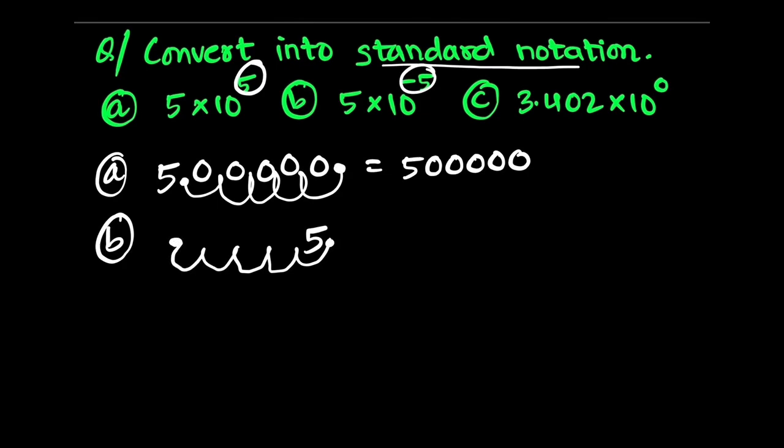So the decimal point is here now. And you can fill these places with zeros. 1, 2, 3, 4. Which becomes 0.00005. And you can have 0 before the decimal point.